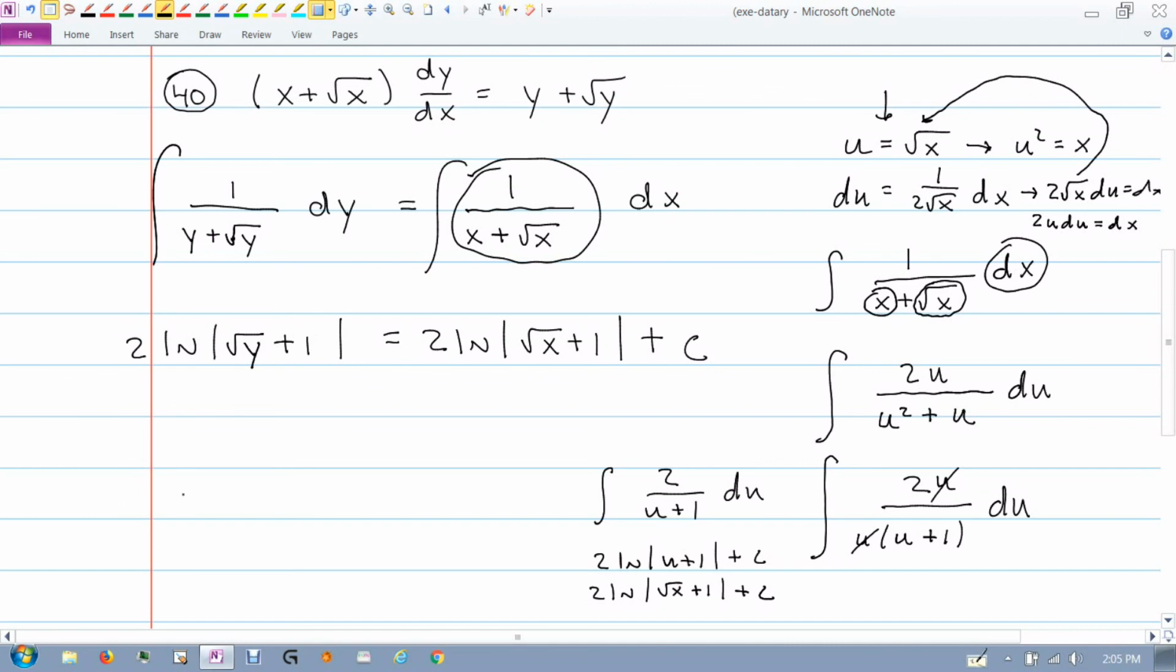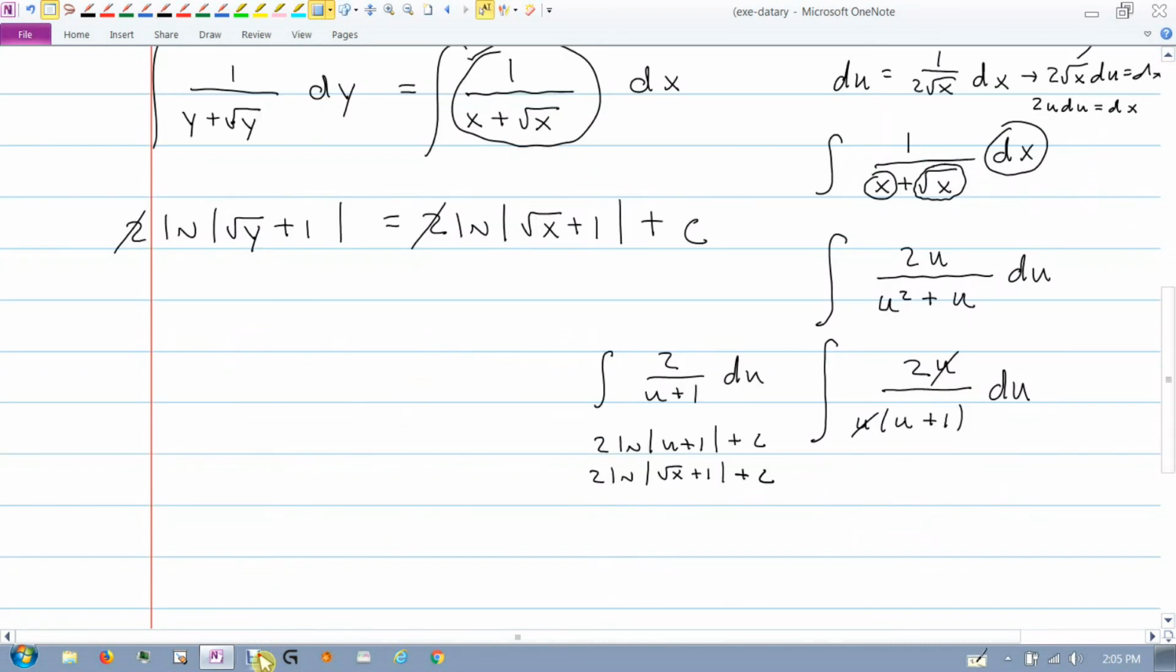So double checking here. Yeah, okay. Yeah, we could divide both sides by 2, and then we could do e on both sides. If we did e on both sides, that would be pretty nice, but let's just again leave it as is. And that's number 40.